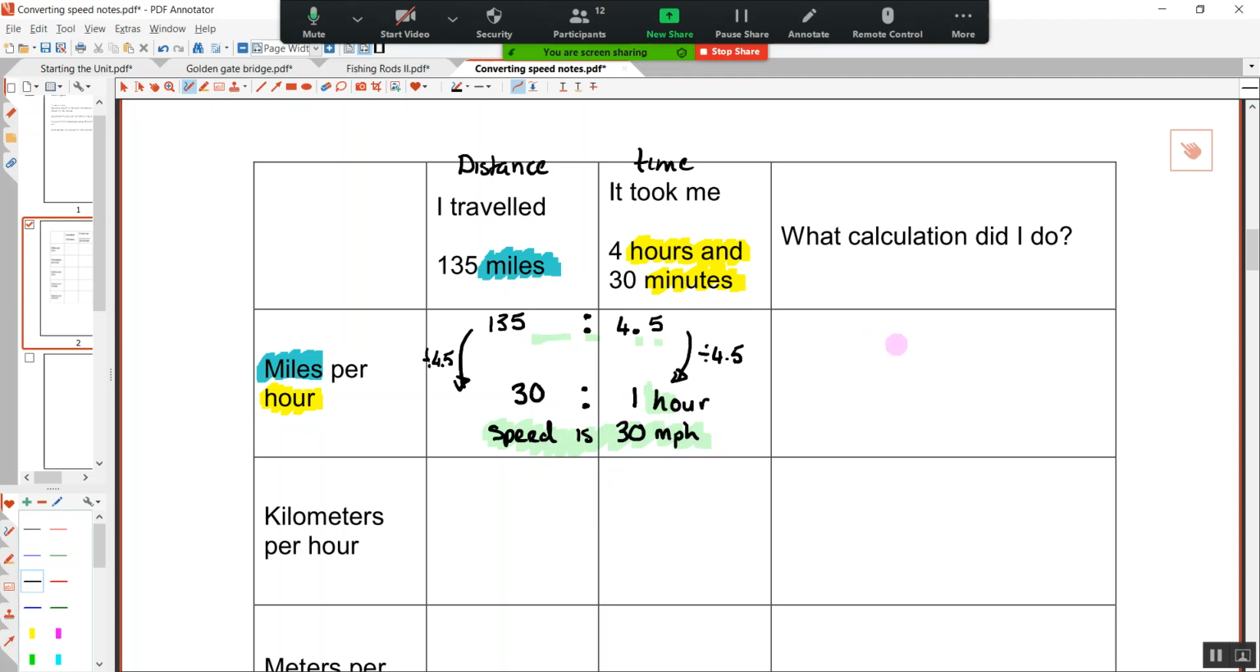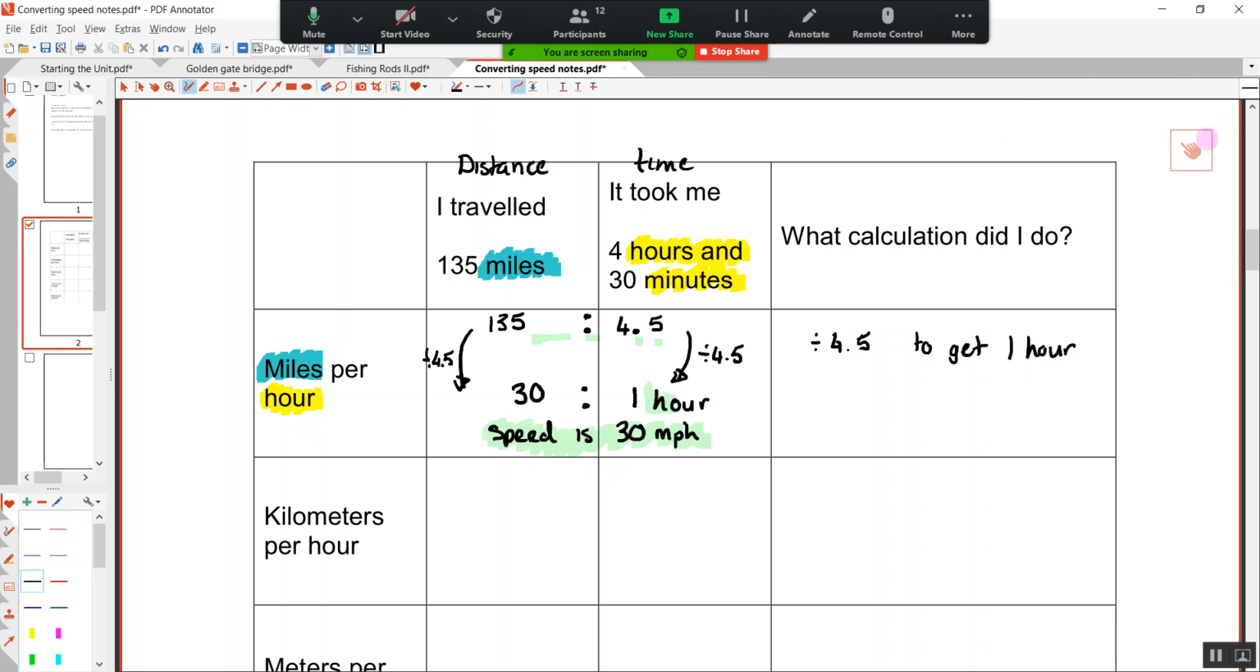So what calculation did I do, guys? It's written here. Now, what did I actually do? What was the calculation that I had to do? 4 hours and 30 minutes, distance traveled and 135 miles. I'm calculating the speed. Yeah, but how did I actually do it? So I divided by 4.5, right, to get 1 hour. All right, that's what we did.